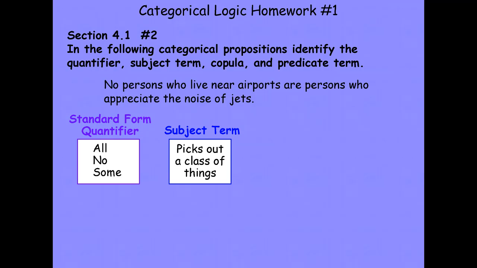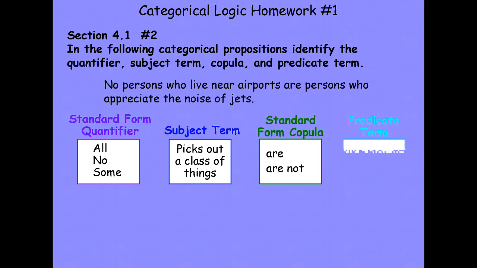The next element of our standard form categorical statement will be our copula. Our standard form copula must be are or are not, and it must be the version of that copula that's consistent with the quantifier. So are goes with no and all. Only some gets the copula are not. Finally, our last component of a standard form categorical statement will be our predicate term, which picks out our class of things for the predicate class.